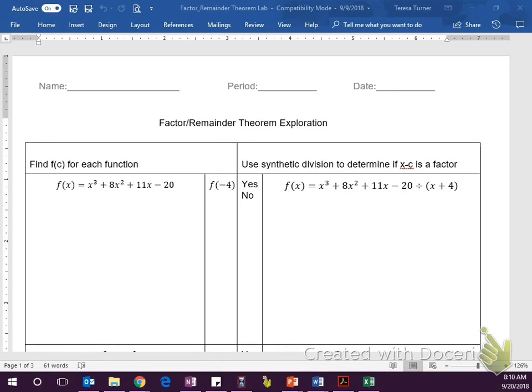We're going to find f of negative 4. We're going to find f at negative 4 for this function. So that just means substitute it, right? f(-4) is equal to, so we have negative 4 cubed plus 8 times negative 4 squared.